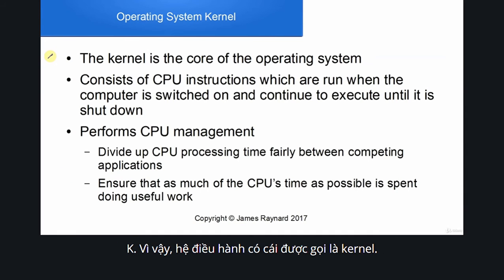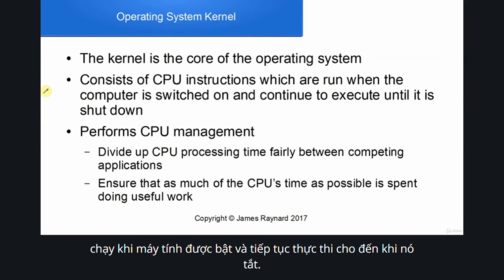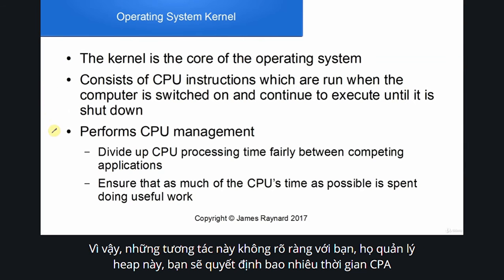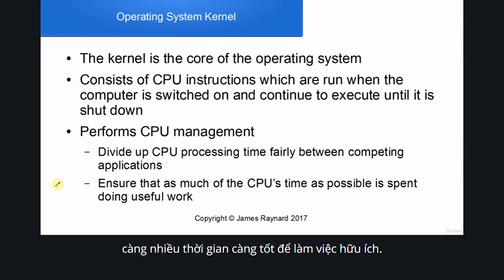Okay, so the operating system has what's called a kernel. This consists of a clump of CPU instructions, if you like, which are loaded up into main memory and run when the computer is switched on, and continue to execute until it's shut down. So these interact directly with the CPU. They manage the CPU, so they decide how much time the CPU is going to spend processing different applications or different users.